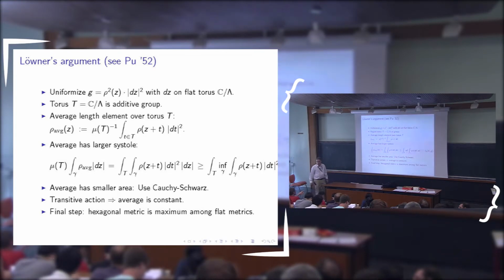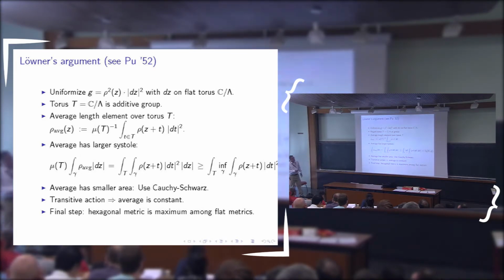Wait, can you explain the next-to-last step? Where do you use transitivity of the action? Well, I want to show it's a constant. So I'm averaging. Rho is a function, and I'm going to average it over the entire surface. If I don't have transitivity, if I just have two elements in my isometry group, and I just take this plus that, it's not a constant function. The sum of two functions is not going to be constant. But if I have this action, it smooths out everything. It becomes a constant.